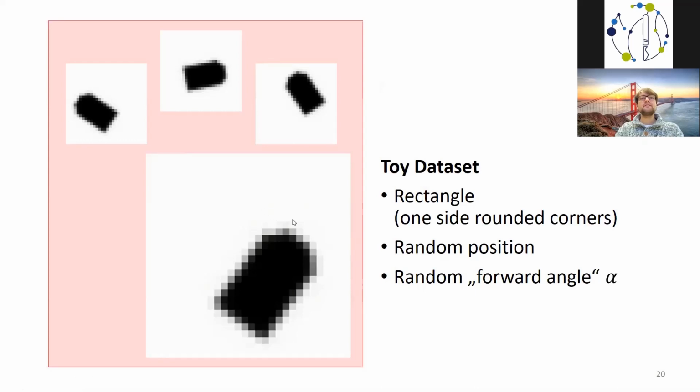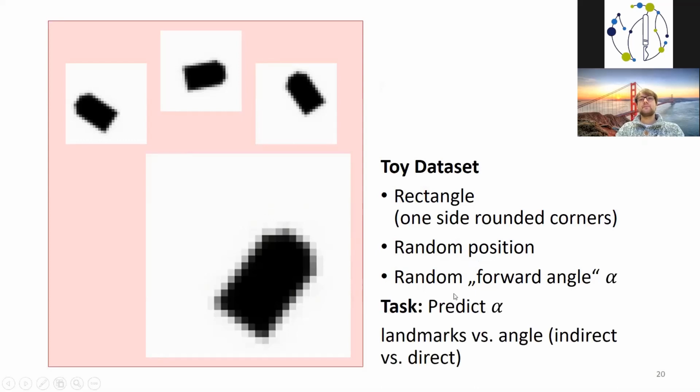If we do this, then we define the task to predict this forward angle, which is the orientation of this small box. Now here we can compare the approach of going through landmarks or going through angles in a direct or indirect way as well.